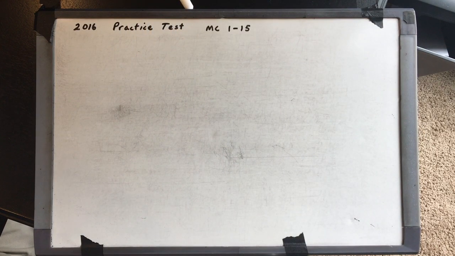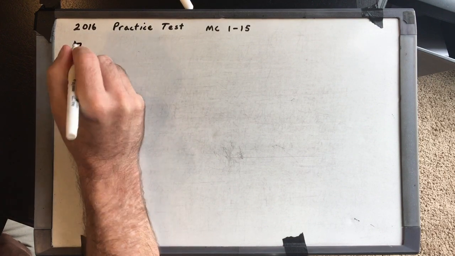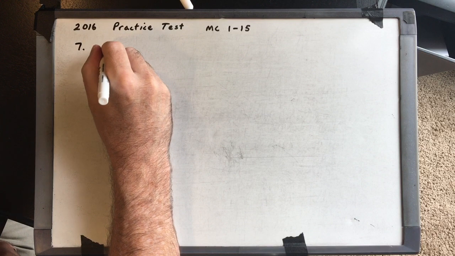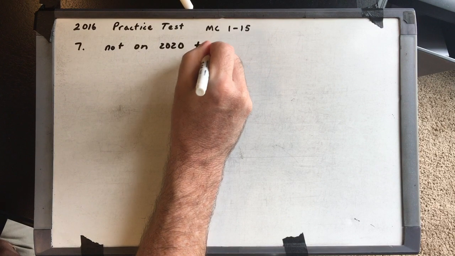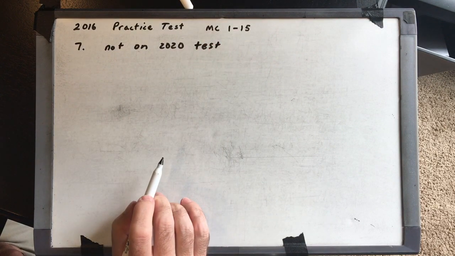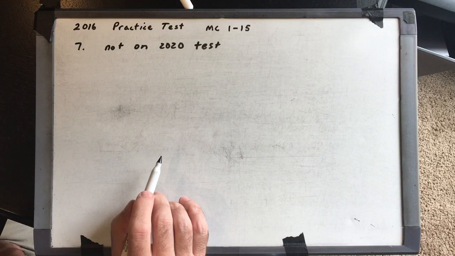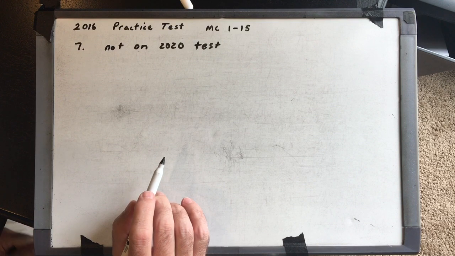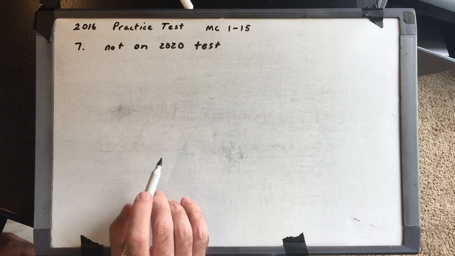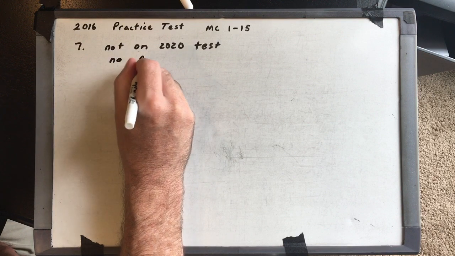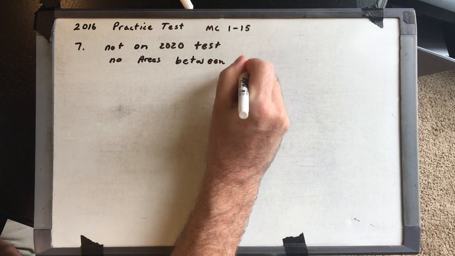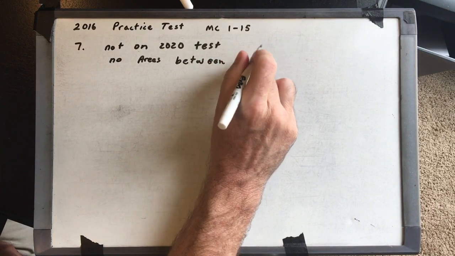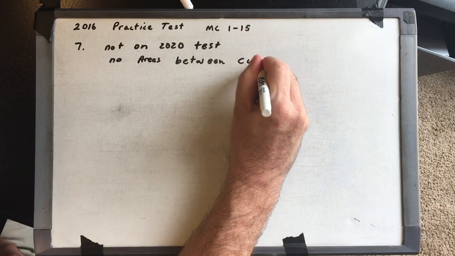Number 7. Number 7 is not on the 2020 test. So let me tell you why. It's because they're trying to find the area between two curves. That cuts off the last chapter that we did. So no areas between curves. Any other year, of course, we'd work this one.